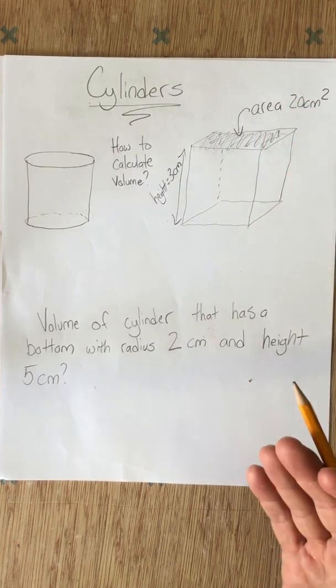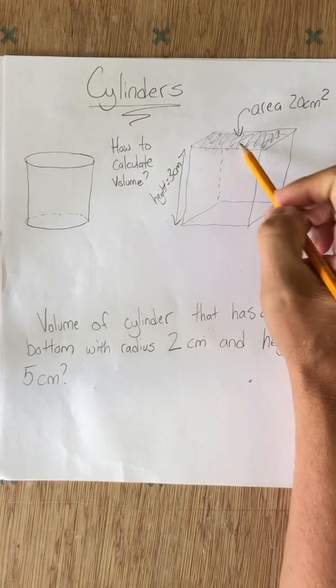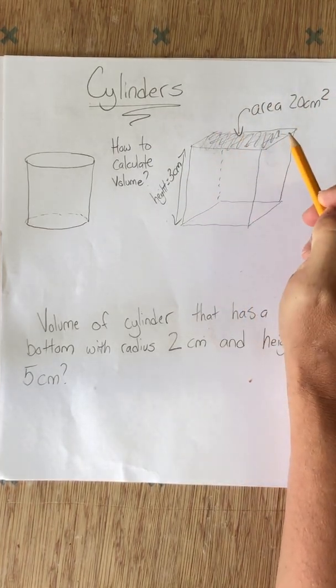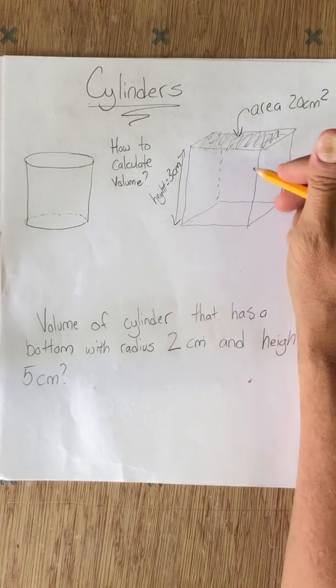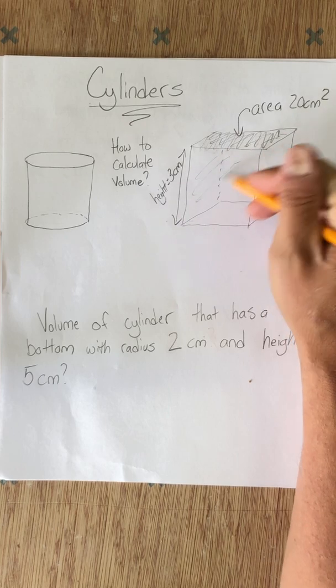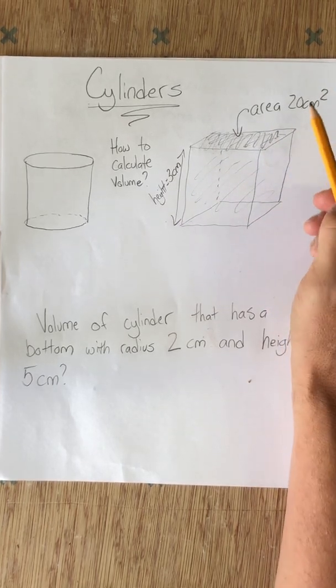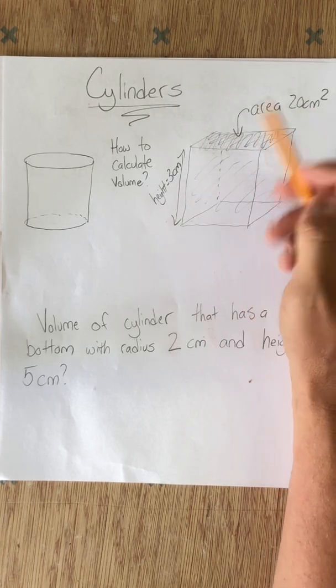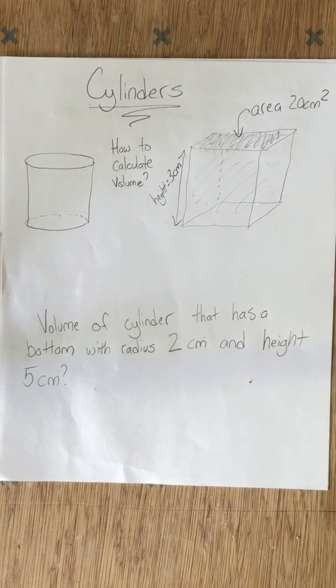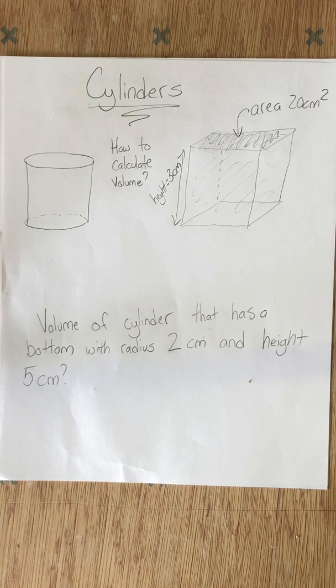Well, to find the volume of that, all we would do is take that area of the top and multiply it by how high the prism is. So we're making that area go all the way throughout. Okay, so in this case, if it was an area of 20, 20 times 3 would be 60 centimeters cubed, the volume. We're going to do the same kind of thing for a cylinder.